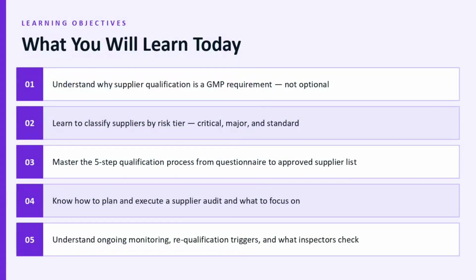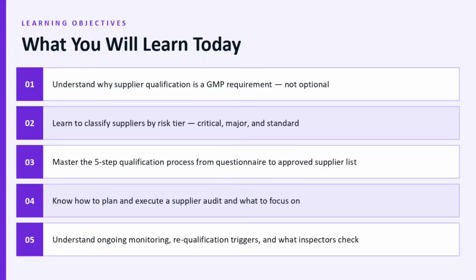Here is what we will cover today. Number 1, you will understand why supplier qualification is a GMP requirement and what the real-world consequences of not doing it are. Number 2, you will learn to classify suppliers by risk tier. Not every supplier needs the same depth of qualification, and understanding this saves significant resources.